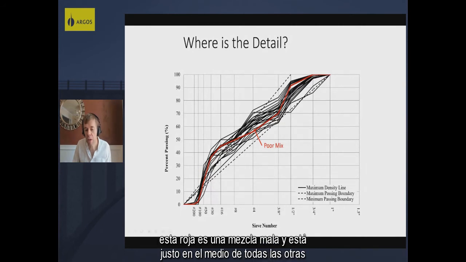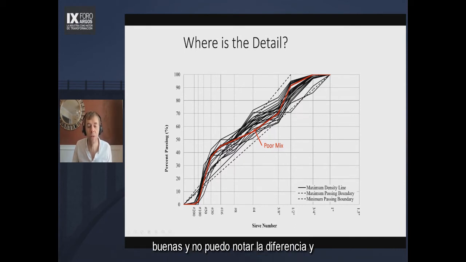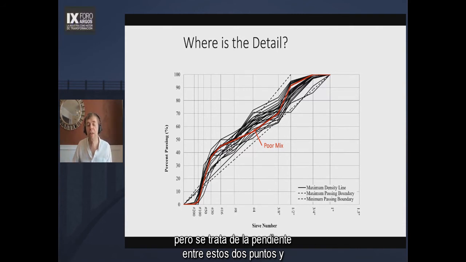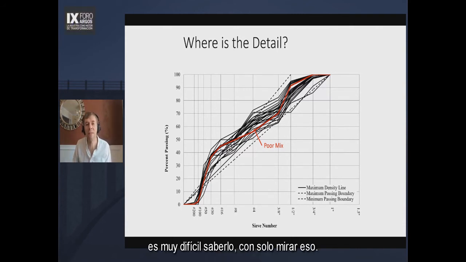And this mix here, this red one, is a poor mix. And it's right in the middle of all the other great ones. And I can't tell the difference. That's one of the challenges with the Power 45 curve. There are some very interesting, useful things going on, but it's about the slope between these 2 points, and it's very hard to tell that by just looking at it.